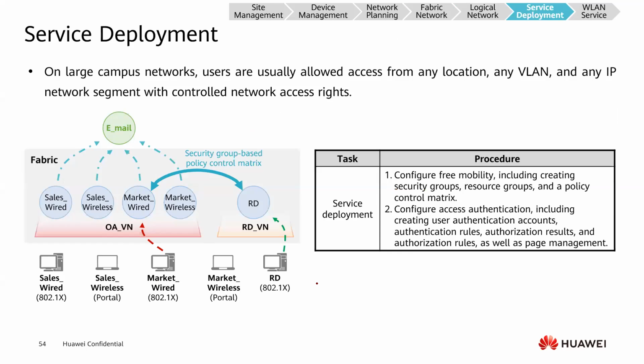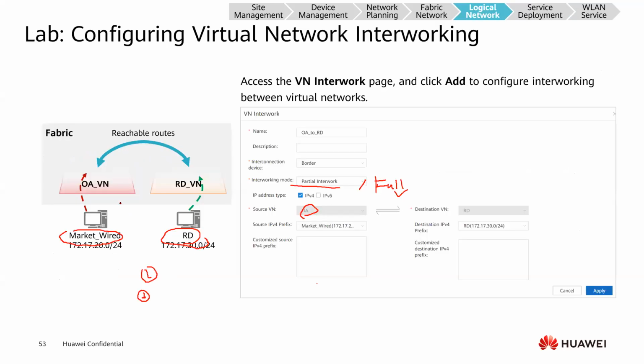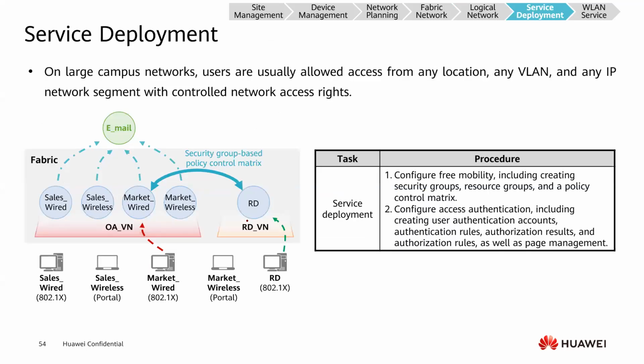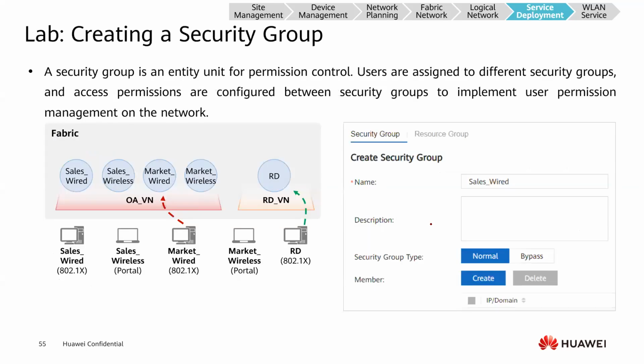And the next part is about the service deployment. After you deploy all of the network, you need to think about the policy, just like I mentioned here. For this step, you just make these two VNs have the route to connect with each other. However, you need also to think about the policy control matrix based on the security group. So you need to create the security groups also for the resource groups. For the security groups, you can just create one by one by telling the name.